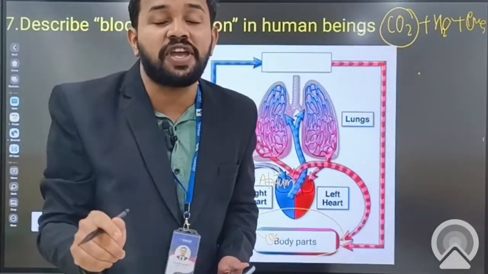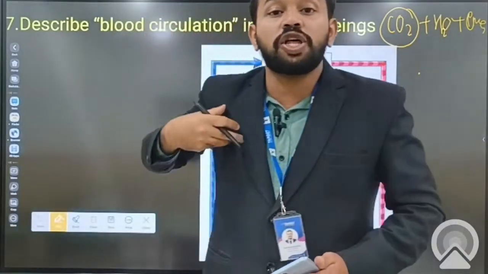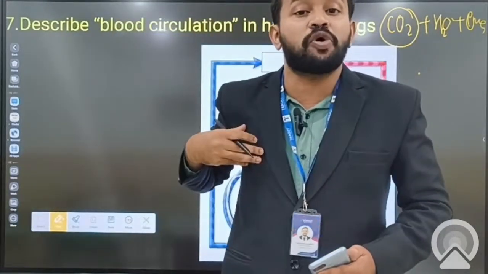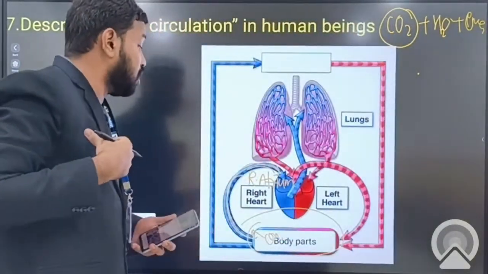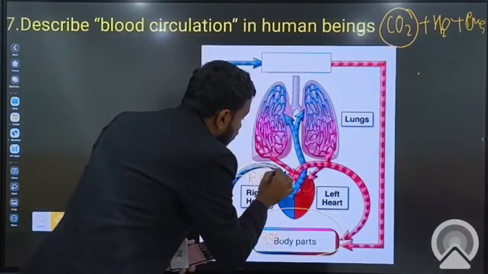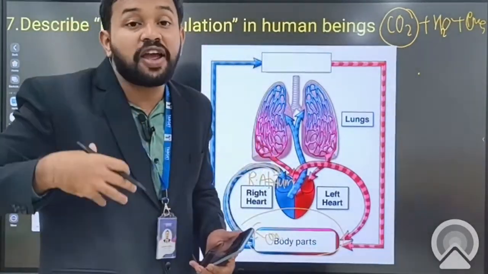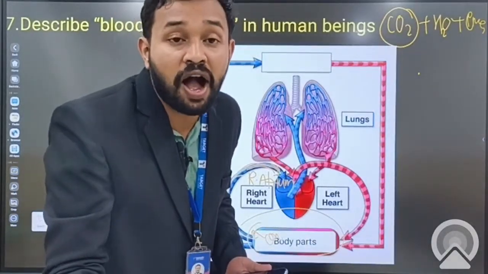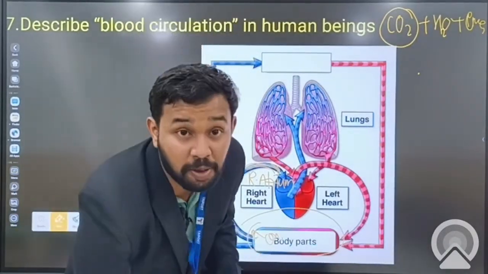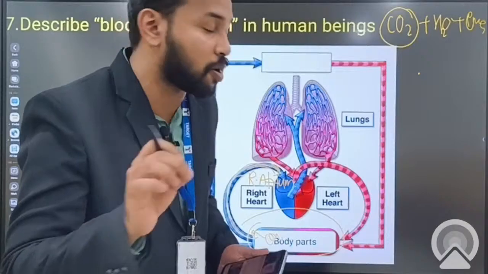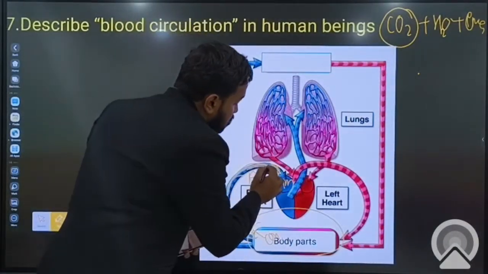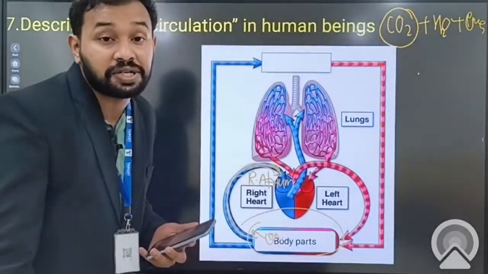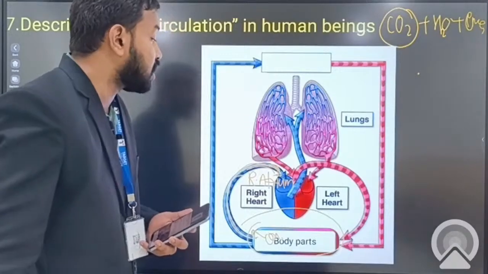Superior means above, the top part of our body. The superior vena cava gets the blood from above the body and finally reaches our right atrium. The inferior vena cava collects the blood from the lower part of our body, and then it is reaching the right atrium.